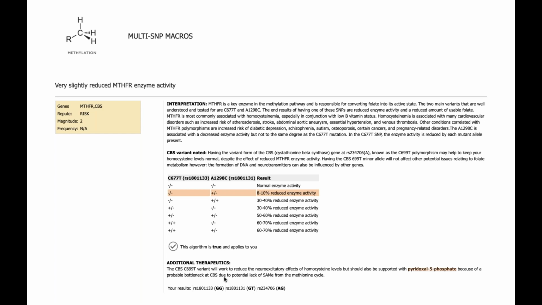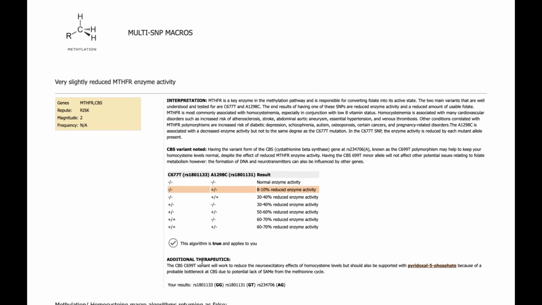Then we have different therapeutics such as P5P, which has an impact on CBS, right? You may know this as a clinician, but now the program is actually telling you, based on artificial intelligence, you might want to add P5P because it can help support these levels based on the data that is provided and the SNPs that are listed here.